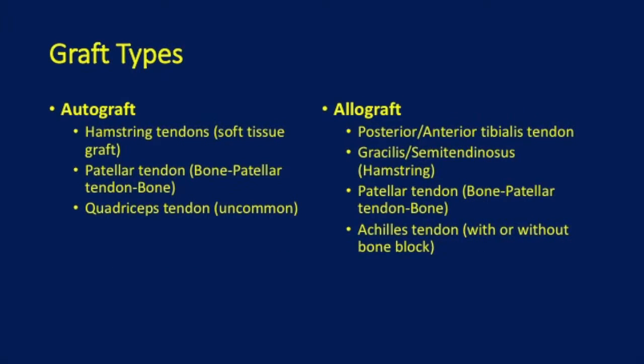There are different autograft and allograft types. Autograft types include hamstring tendons, which are considered soft tissue, patella tendon, which is considered a bone plus tendon plus bone graft, as well as the quadriceps tendon. Allografts can be posterior or anterior tibialis ankle tendons, hamstring tendons, patella tendons, as well as Achilles tendons with or without a bone block.